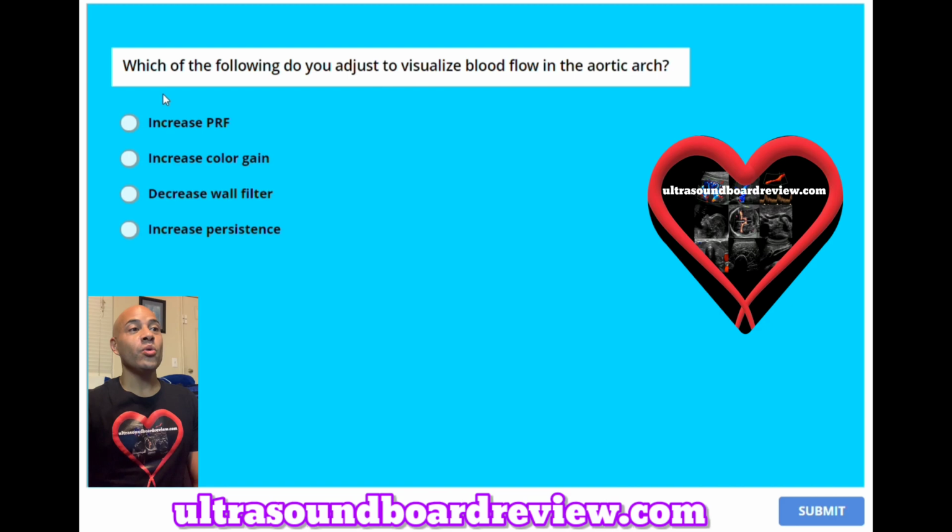Question 57. Which of the following do you adjust to visualize blood flow in the aortic arch? A, increase PRF. B, increase color gain. C, decrease wall filter. Or D, increase persistence. The answer is A, increase PRF.